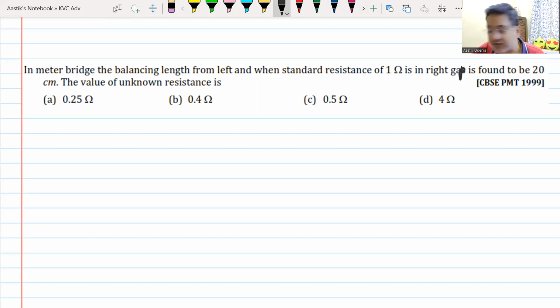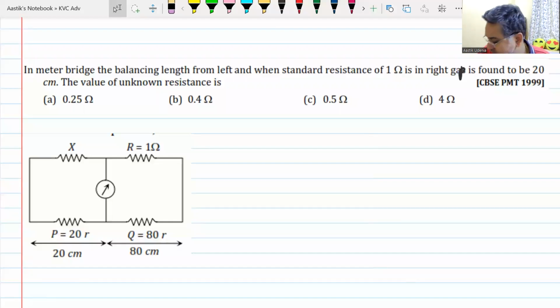Is found to be 20 centimeters. Remember, the length is measured from the left. The value of the unknown resistance is how much? And so the answer is 0.25 ohm. The diagram is like this.